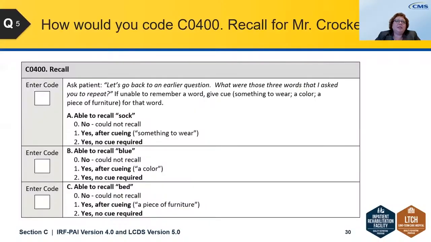Okay, now let's take a look at the coding for recall. We'll start by coding C0400A, able to recall sock. So how would you code this item for Mr. Crocker? Would you use code 0, no, could not recall, 1, yes, after cueing something to wear, or 2, yes, no cue required? And I see the polling boxes come up, so feel free to choose your answers. We really appreciate everyone responding and participating in this. We're really hoping you guys are finding this helpful.